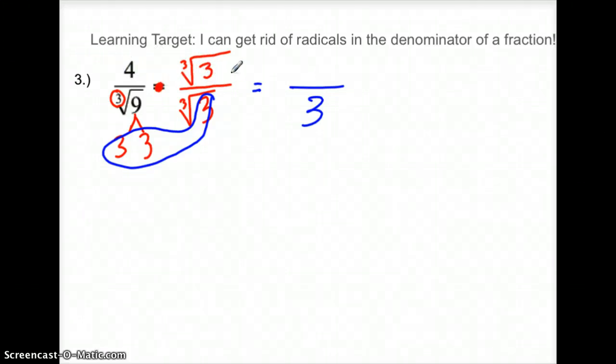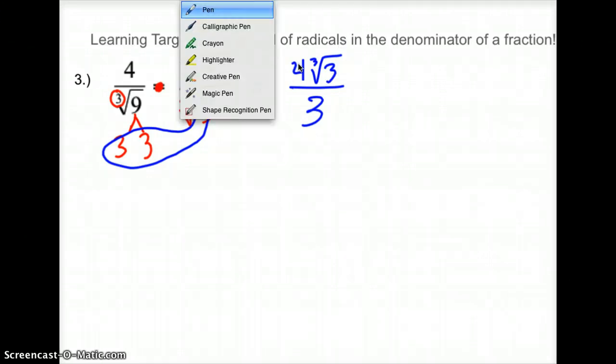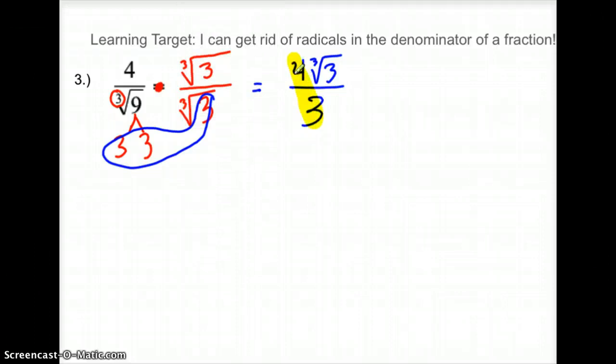Because one's out and one's in, I cannot multiply them to get 12. Rather, I just rewrite it. 4 stays outside, and then I still have the cube root of 3. Now you should always double check. Think of this as a fraction, 4/3. Will that reduce? And if it does, you should reduce it, but lucky for us, it does not. So I can say that that would be my rationalized answer.